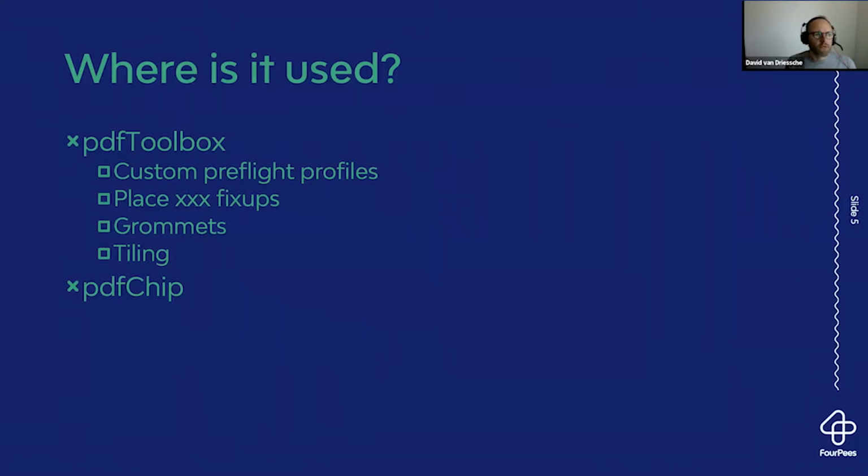Well, first of all, it's used in pdfChip. CTOolbox is actually pdfChip if you want. pdfChip is a command line tool that is a wrapper around the CTOolbox technology. And we'll talk about that a little bit more further down the line. And then inside of pdfToolbox, it originally was introduced to create custom pre-flight profiles. Yeah? That is what triggered the development.